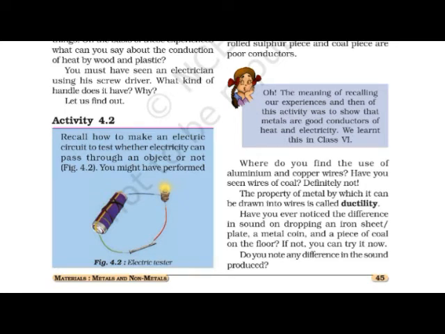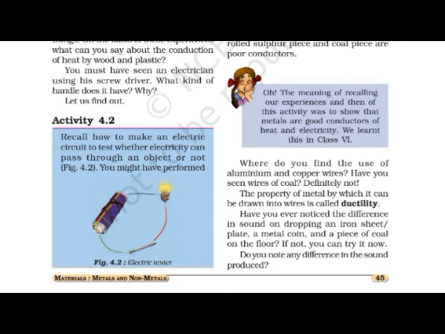Where do we find the use of aluminium and copper wire? Have you seen wires of coal? Definitely not. At home, we know that all our electrical fittings are made from copper wires and aluminium wires. So copper and aluminium wires are very important for electrical conduction.